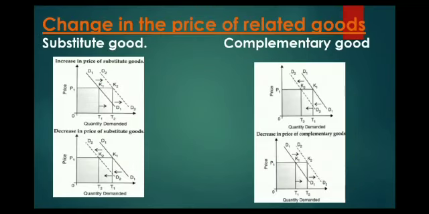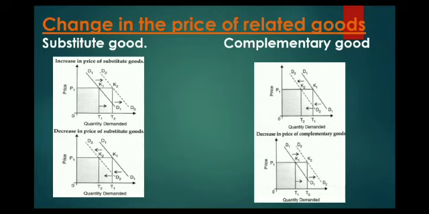Next, change in the price of related goods. As mentioned earlier, related consumption goods may be of two types: substitute goods and complementary goods. Substitute goods. There is a positive or direct relationship between the price of a substitute commodity and demand for a good. If price of a substitute rises, the demand for the commodity also rises and vice versa. For example, if price of coffee increases, people will switch over from coffee to tea and the demand for tea rises as shown in the figure.